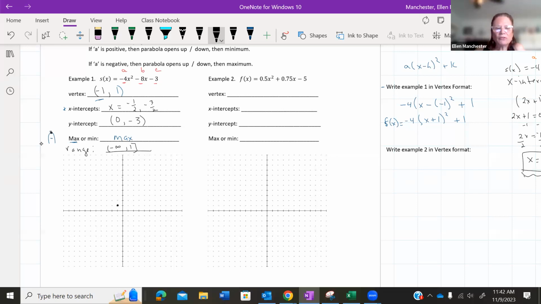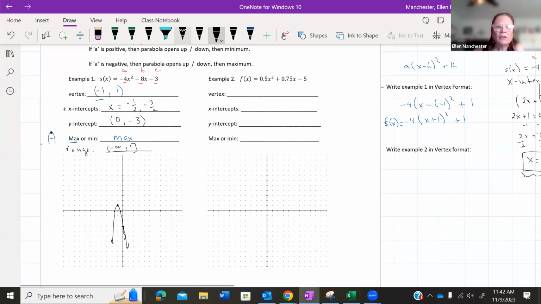Okay, so when you're graphing these, always graph your vertex first. So there's our vertex, -1, 1. Graph your intercepts. So at -1/2 and -3/2, which is -1.5. And then the y value, or the y-intercept, crosses right here. So there is, oh, that's a straight line. There is your parabola.